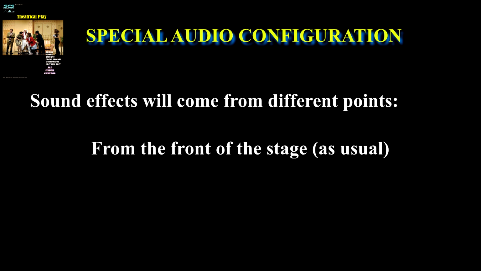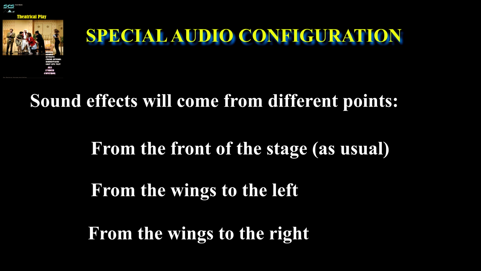We will also have a special configuration of the audio system. That is, the sound effects will come from different points. From the front of the stage, as usual. From the wings to the left. From the wings to the right. Using the usual labels Q1, Q2, Q3, we put everything in chronological order.